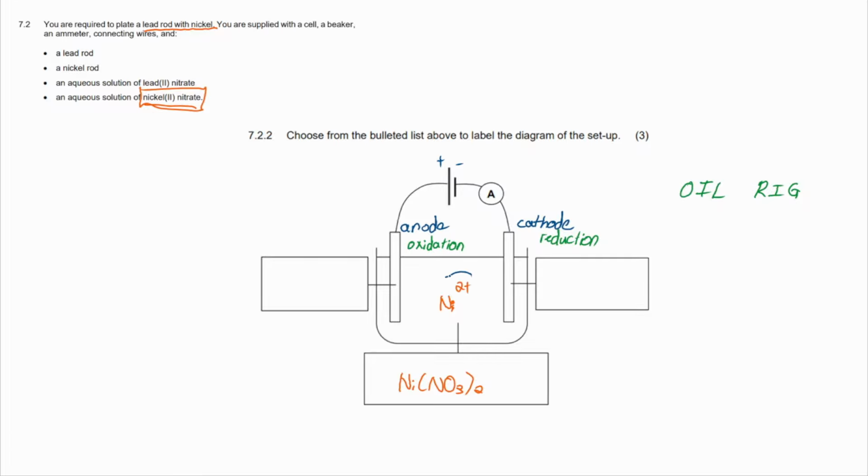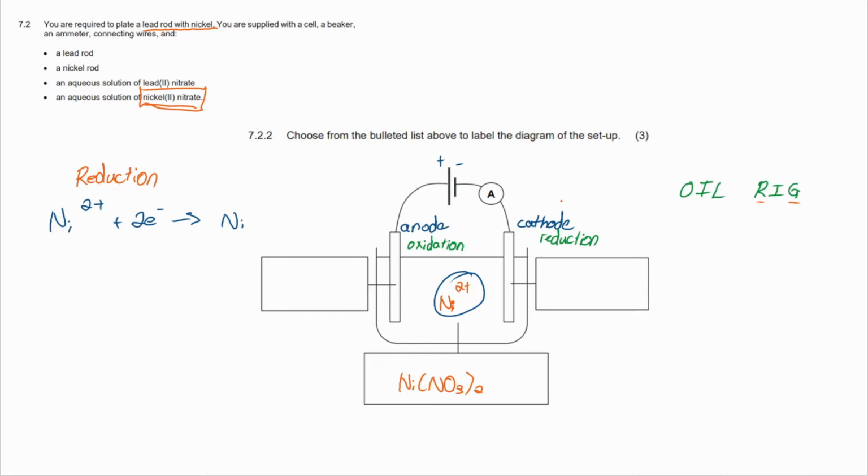And now we need to think what needs to happen to this nickel 2+. We need nickel 2+ to somehow end up as solid nickel. To do that, what needs to happen? Nickel needs to gain electrons, because here it's deficient of 2 electrons, so we have to give it 2 electrons for it to become a solid. What type of reaction is this? Is this oxidation or reduction? Well, it's a gain in electrons, so that means it's reduction. Where does reduction take place? Reduction takes place at the cathode.